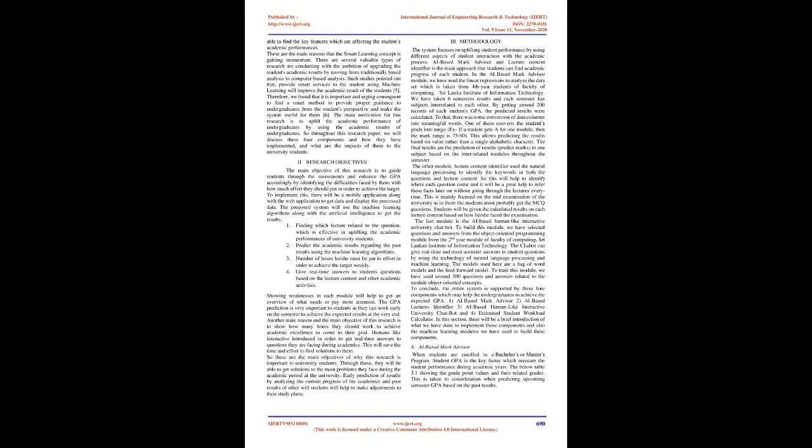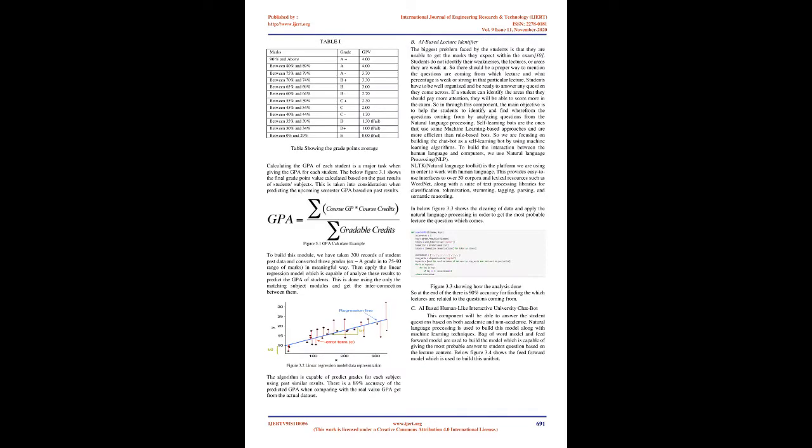The chatbot can give real-time and most accurate answers to student questions by using natural language processing and machine learning. The models used here are a bag of words model and a feed-forward model. To train this module, we used around 300 questions and answers related to object-oriented concepts. To conclude, the entire system is supported by 4 components which may help undergraduates achieve the expected GPA: 1. AI-based Mark Advisor. 2. AI-based Lecture Identifier. 3. AI-based human-like interactive university chatbot. And 4. Estimated student workload calculator.